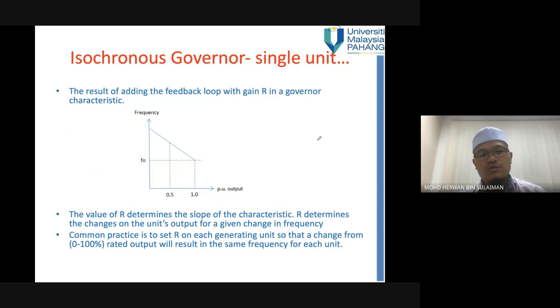Okay, so the result of adding the loop, we get R is governor characteristic. So what happened? So the value of R determine the slope. The slope of R characteristic. R determine the changes on the per units output of a given frequency. The frequency, the output. So common practice to set R on each unit so that the change from the 0 to 100% rated output will result the same frequency. So make sure kita cuba dapatkan everything is the same frequency.